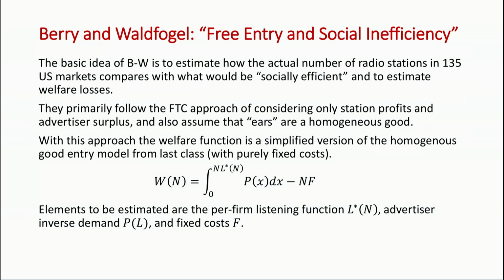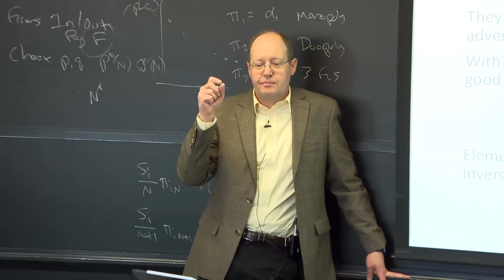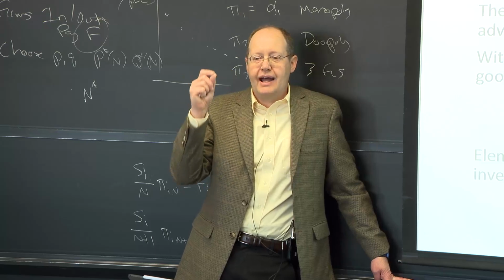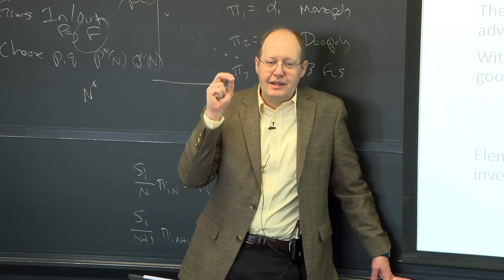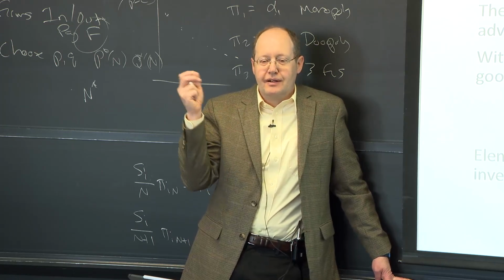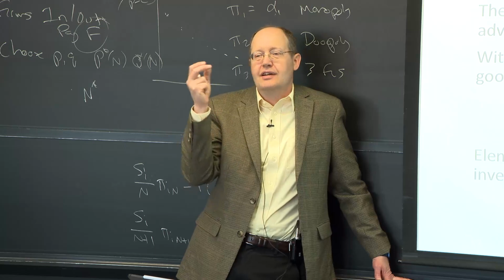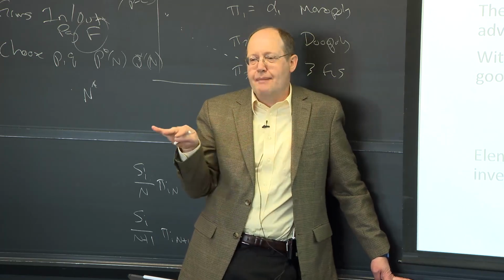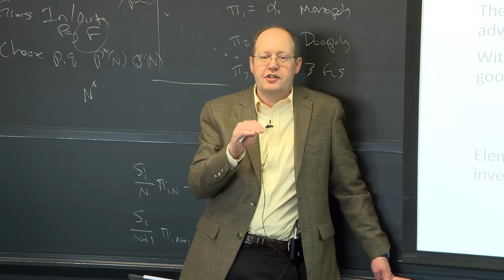They're starting with the very first model of entry that I did. So they're assuming that the ears being produced are a homogeneous good. So every listener is worth exactly the same amount to every advertiser. In practice, obviously, there are going to be stations playing music from the 1950s where they have lots of ads for reverse mortgages, and there are going to be stations playing much more up-to-date music that are advertising concert tickets. Somehow they just abstract away from that. They're just going to treat listeners as a homogeneous good.